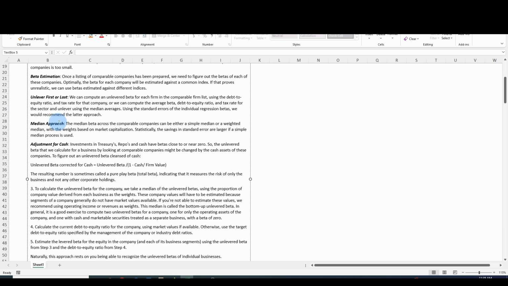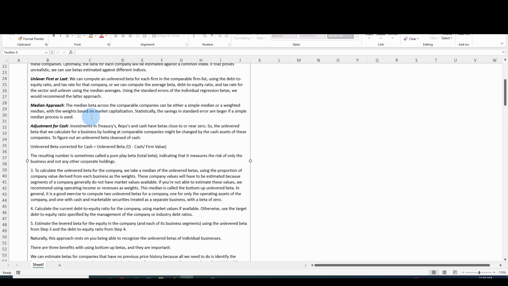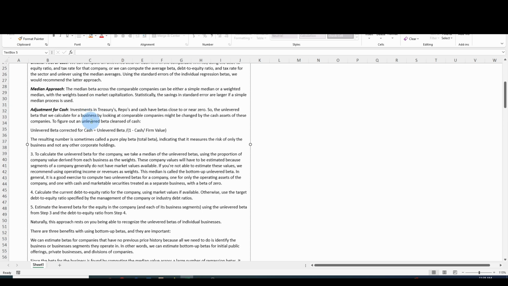Median approach. The median beta across the comparable companies can be either a simple median or a weighted median, with the weights based on market cap. Statistically, the savings in standard error are larger if a simple median process is used.